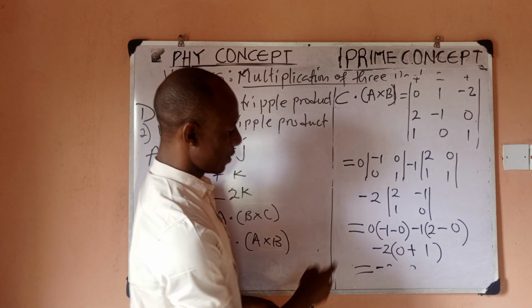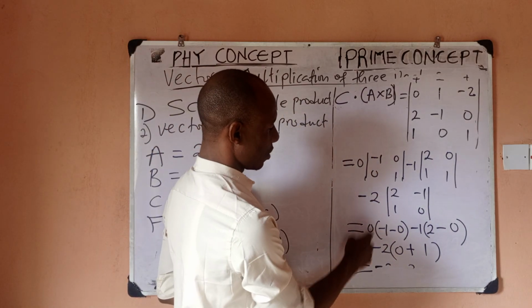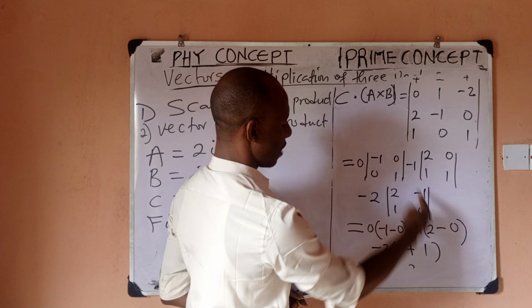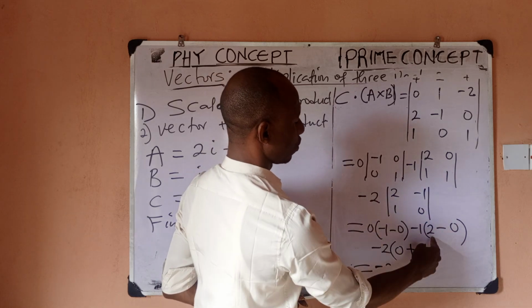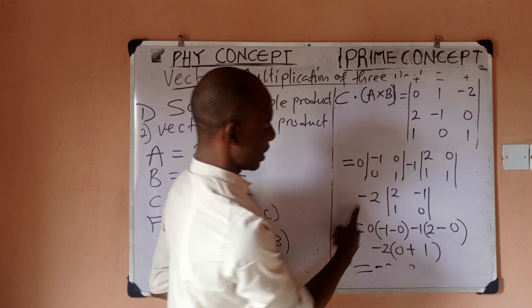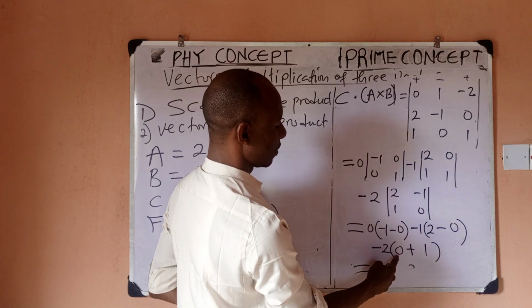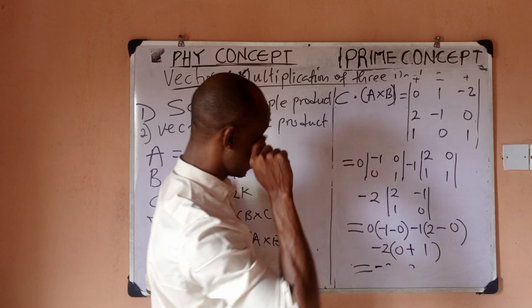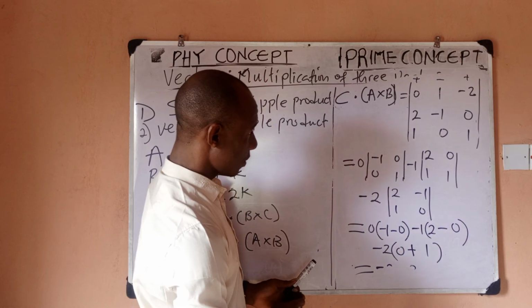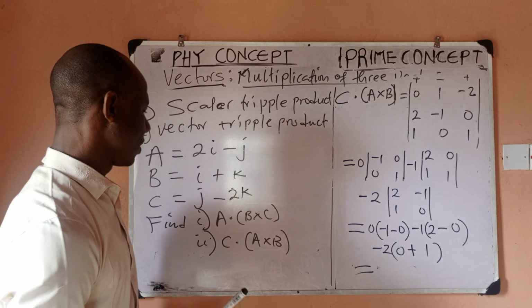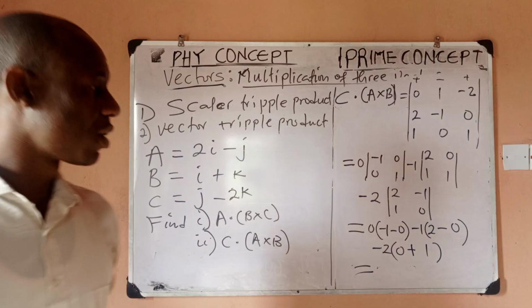So let's see. I have 0 into this is minus 1 minus 0. This would go. I have minus 1. This is 2. This is 0. Then I have minus 2. This times this is 0. This times this is this. So except we made a mistake in the first part of this, let me confirm.